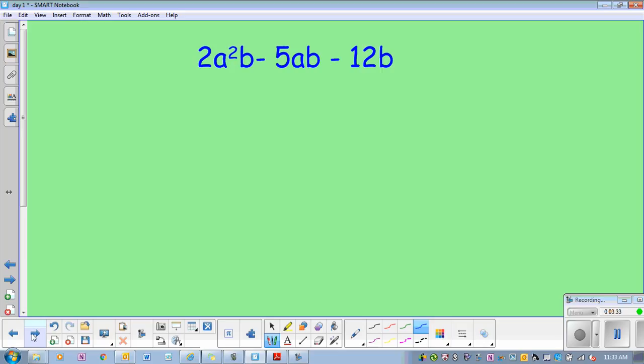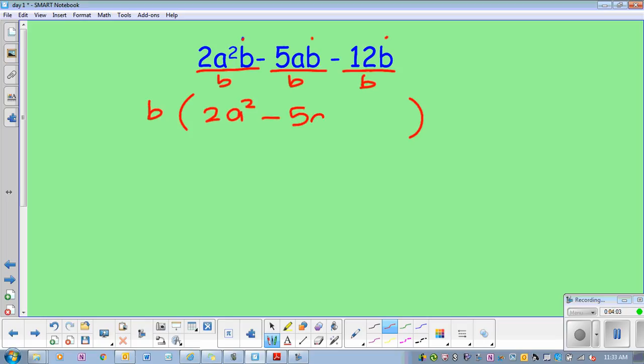All right. So let's look at this one. GCF? Yes, B. Good. Okay, so different color. B, B, and B. 2, 5, and 12. There's no GCF. It's 1, right? So the only thing that we can take out is B. Sure. Let's do that. So B goes out in front. We divide every single term by B. And then we get 2a squared minus 5a minus 12, yes?